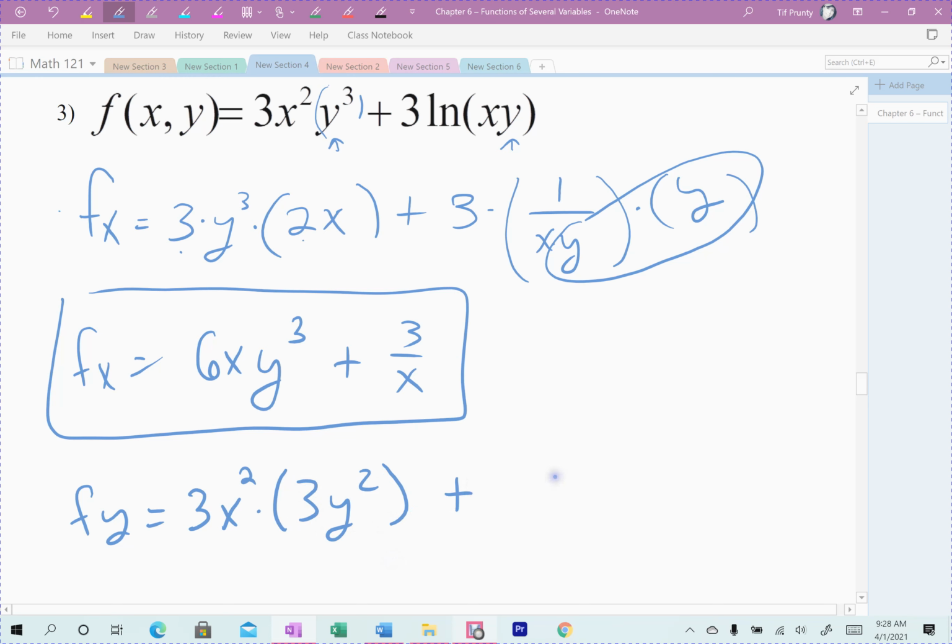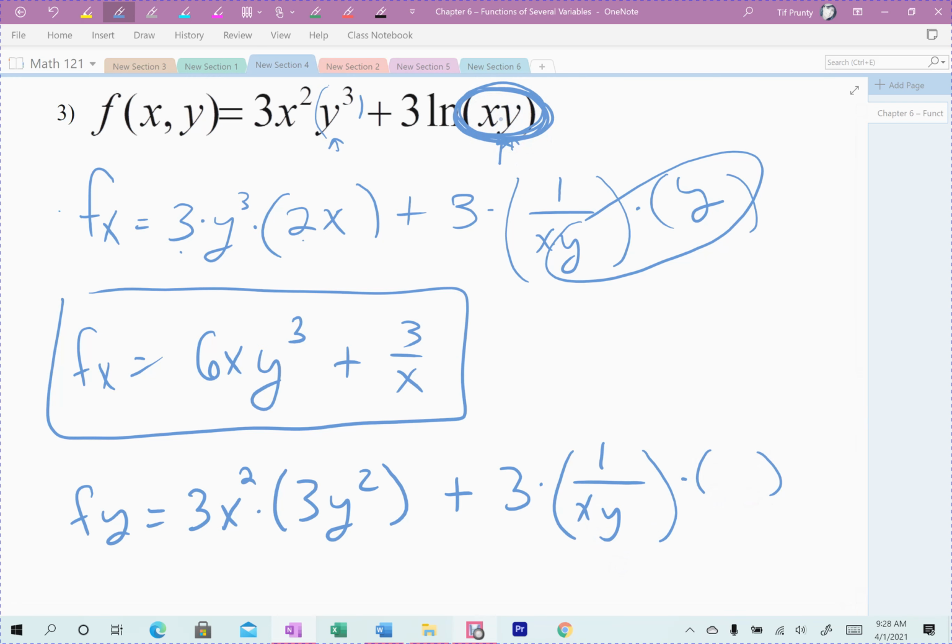The second part is 3 is a constant multiplier. I take the derivative of my natural log with respect to y. The first part's exactly the same, 1 over what's inside. Natural log doesn't matter if I'm looking at x or y. It's 1 over what's inside. The part that matters is the inside part. So again, I've taken care of the natural log. Now I'm looking at the inside. I'm taking the derivative of the inside with respect to y. So what's the derivative of x times y with respect to y? Well, the derivative of just y is 1.